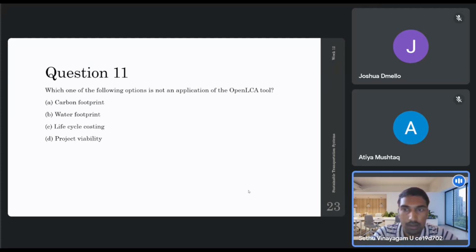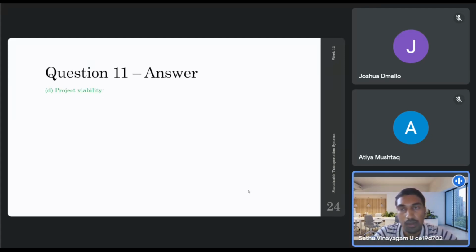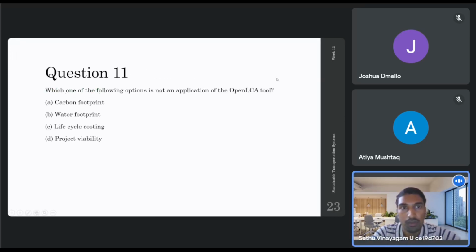Okay, so the right answer is option B. It is project viability, which is not an application for the OpenLCA tool, right? We have looked at the OpenLCA tool in detail, what it is and how it is to be used. It is basically for conducting life cycle analysis. In life cycle analysis, we are concerned with a product or a process, and throughout its life cycle.